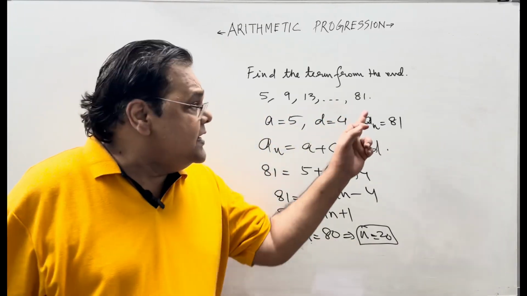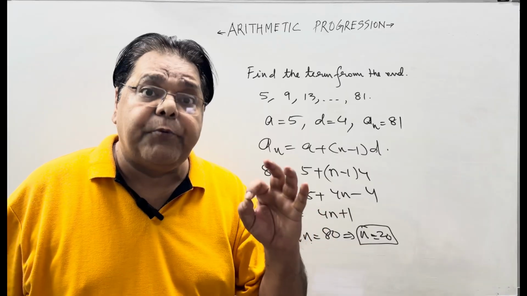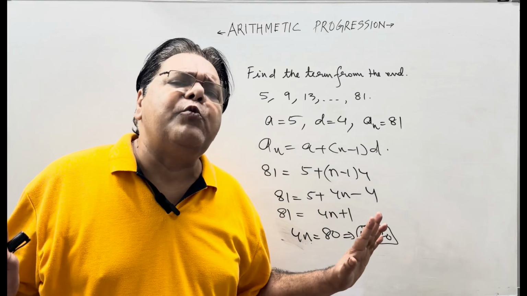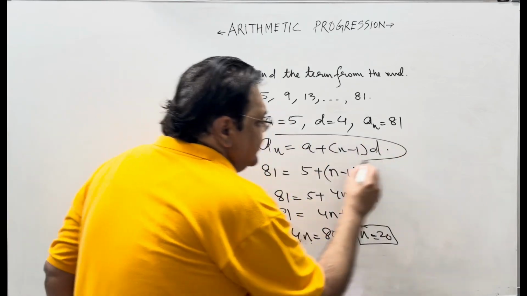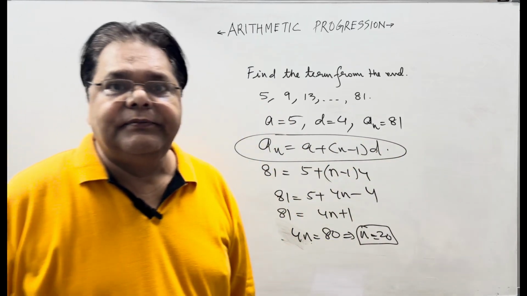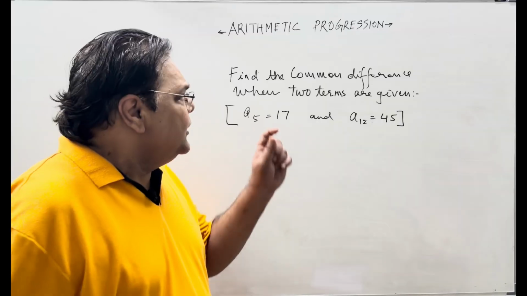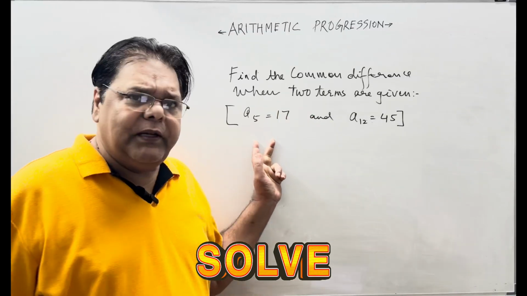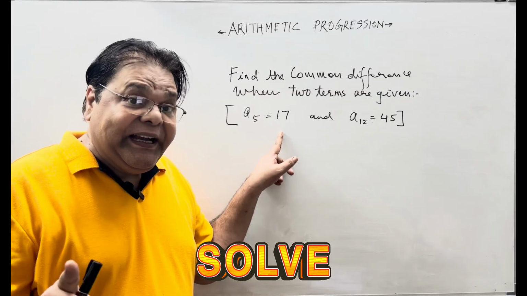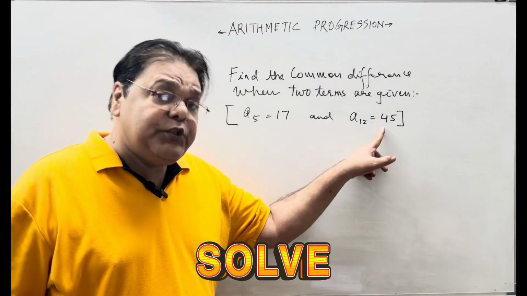Please note, when the last term is given in a problem, don't invent a new formula. You can still use this to calculate the things. Got it? Let's find the common difference when two terms are given. For example, the fifth term is 17 and the 12th term is 45.